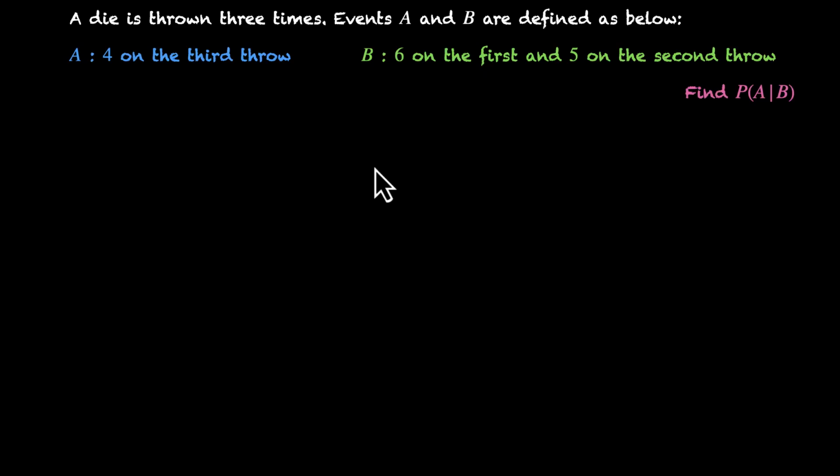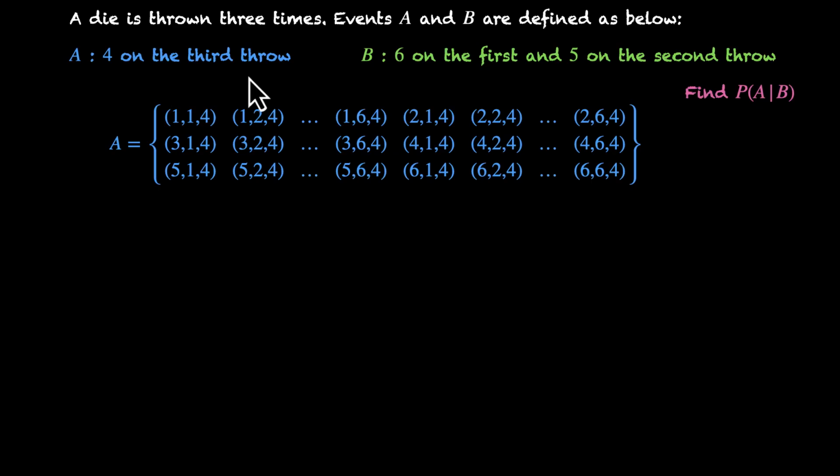Pause the video, give this a try. Okay, let's write down A first. We have 4 on the third throw. This means we can have 1 to 6 on the first and second throw. So 6 options for the first throw, 6 options for the second throw, and only 1 option for the third throw. This means A has 36 possible sample points.